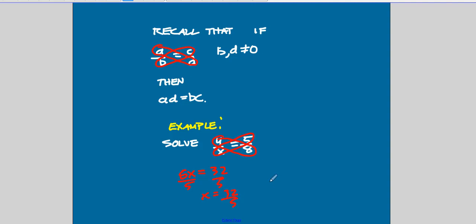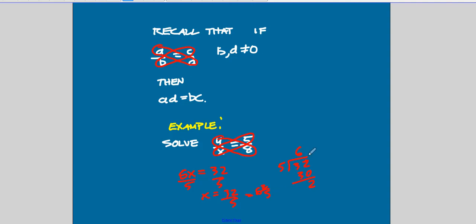If you wanted to write that as a mixed number, you could divide 5 into 32. 5 goes into 32 6 times. 6 times 5 is 30, leaving a remainder of 2. So one way is 6 and 2 fifths. This is the mixed number equivalent of 32 fifths. We could keep going here if we wanted.